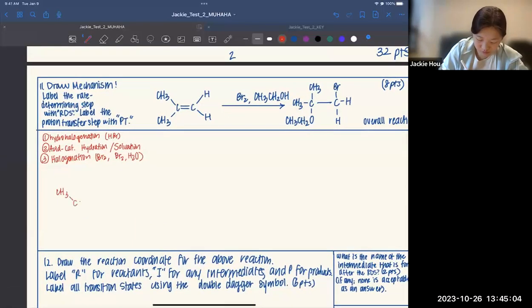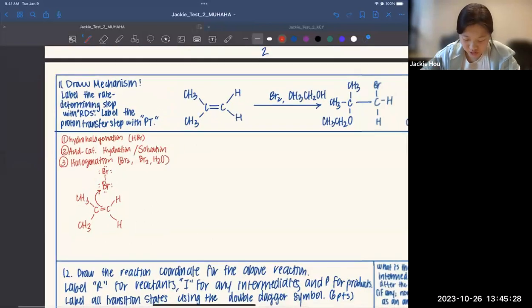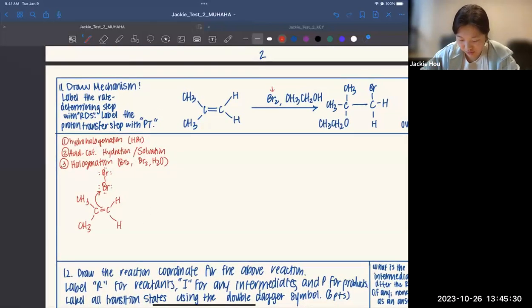The first thing that always happens, and it's always going to be your rate determining step, is the breaking of the pi bond and the addition of the electrophile. So let me draw this like this so it's easier. Okay. So your pi bond breaks and it adds the electrophile. In this case, your Br2 is going to act as your electrophile, and as you know, things like water or a solvent are going to act as a nucleophile.